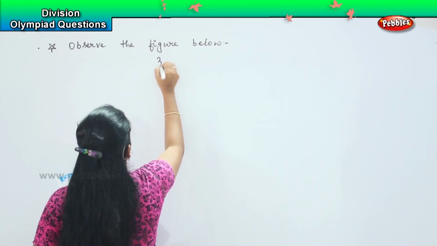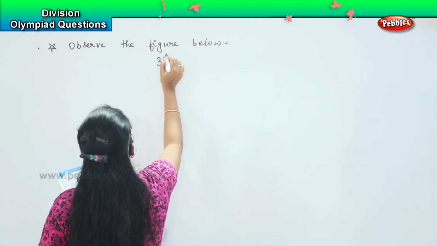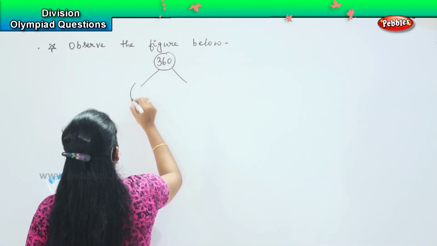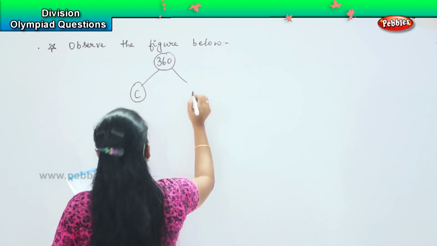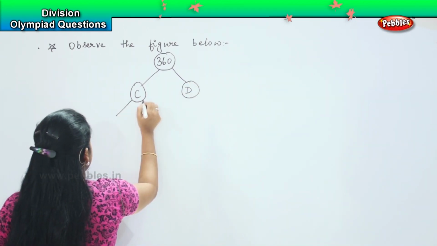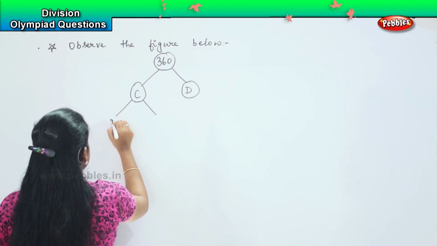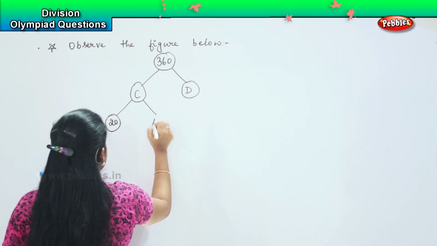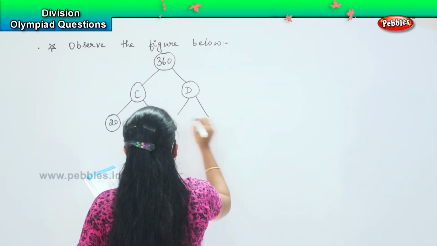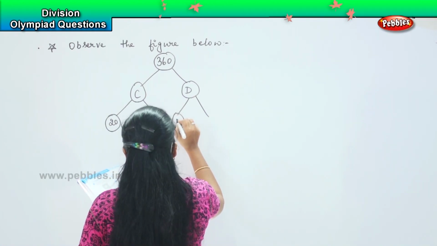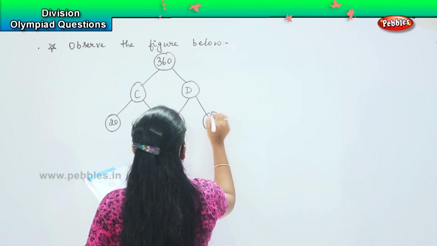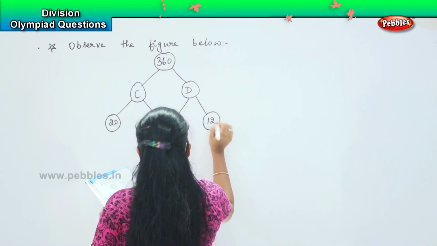Okay? So, this is 360. Then you have C, you have D, which is divided in two parts. Here it is 20, here it is A, and then again this is divided in two parts. This is B, and this is 12.